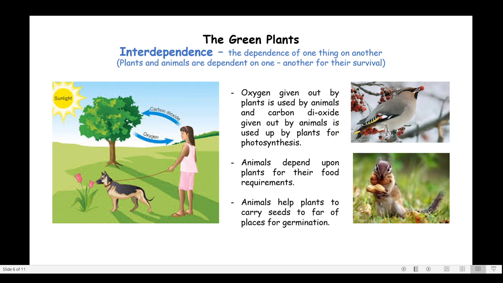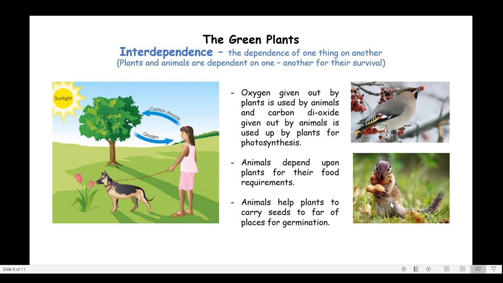Plants are giving us oxygen, and the carbon dioxide which is released by humans and animals is used by plants for making their food. And then animals depend on plants for their food requirements. We are dependent on plants for our food requirements. Different animals are dependent on plants for their food requirements in different ways. You can see the examples here.